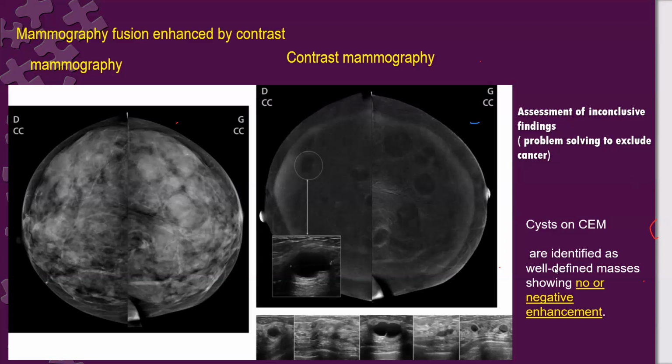So this assists in the assessment of inconclusive findings, it is problem solving. You see, the cysts are well-defined masses with no or negative enhancement. But if we go back, as we mentioned before, one of the limitations of mammography is that it cannot differentiate between cyst or soft tissue. We don't know if these masses are cysts or fibroadenomas, for example, or whatever the mass is. Okay.